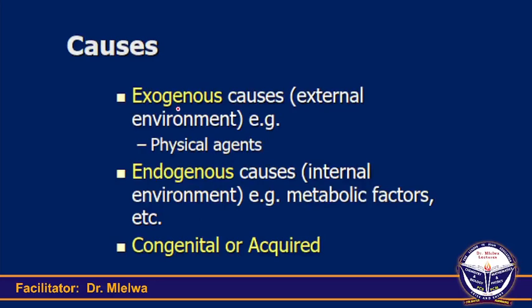So let's see the causes of cell injury. You have the exogenous causes or the external environment causes. For example, physical agents can cause a cell injury. But also we have the endogenous causes. Endogenous means the internal environment. For example, metabolic factors, let's say hormones, enzymes. But also we have congenital or acquired causes of cell injury.